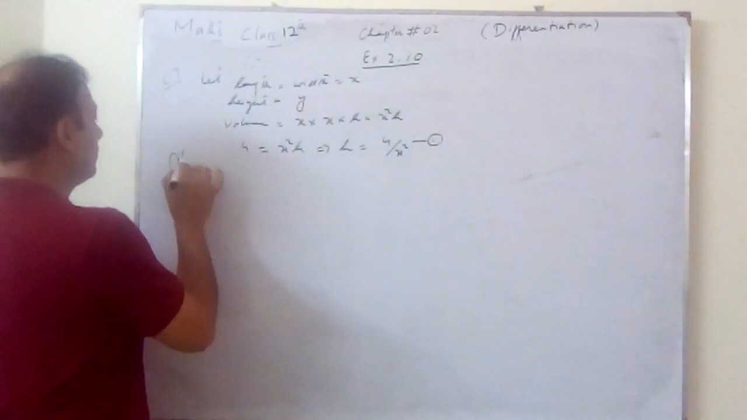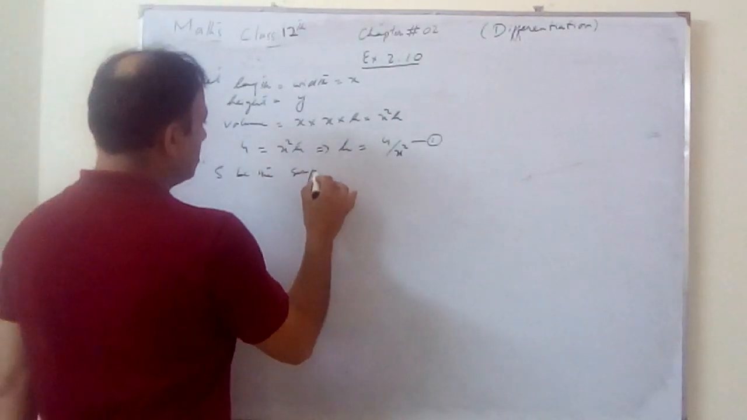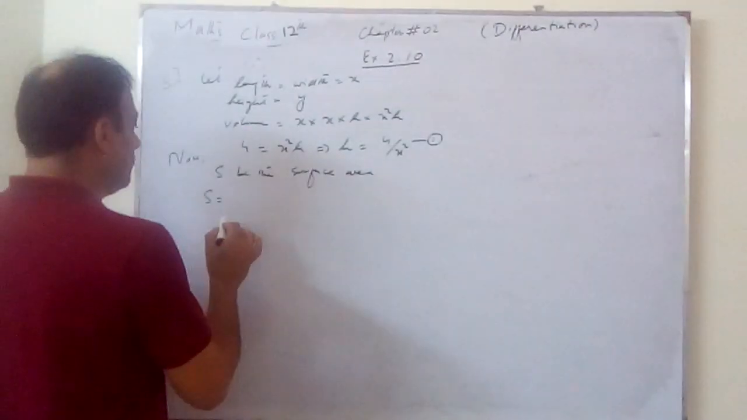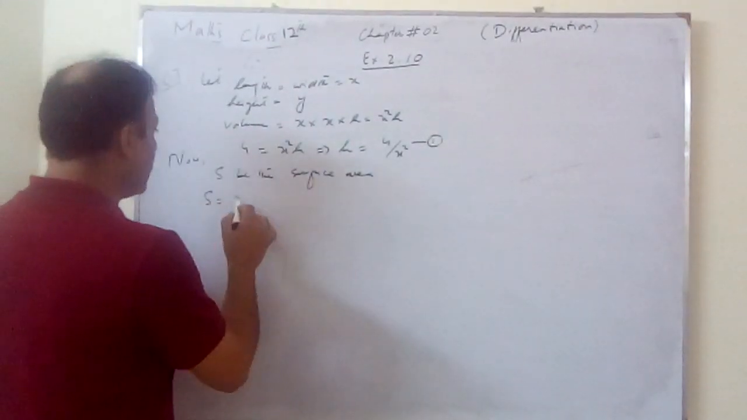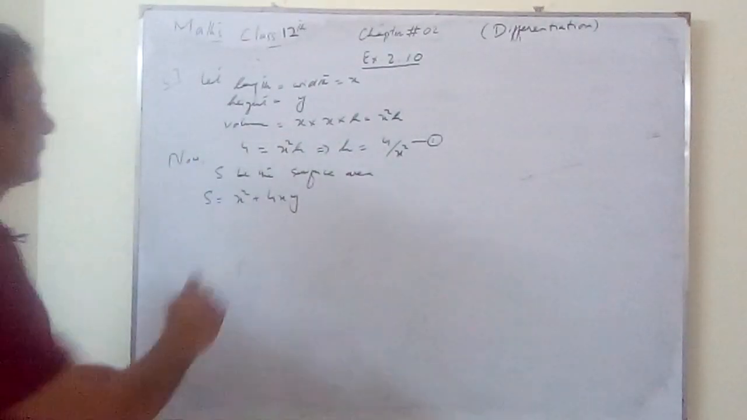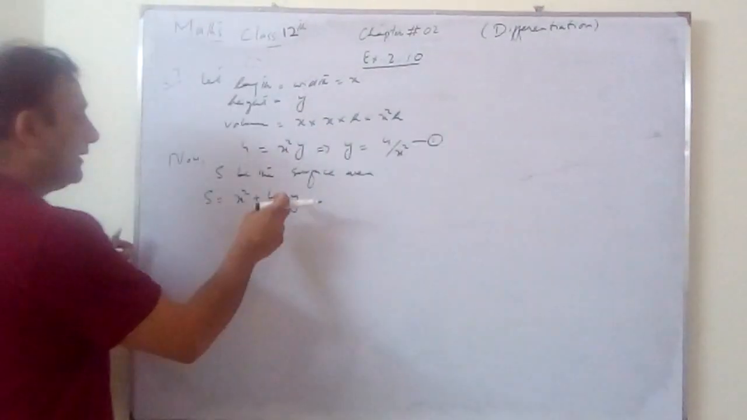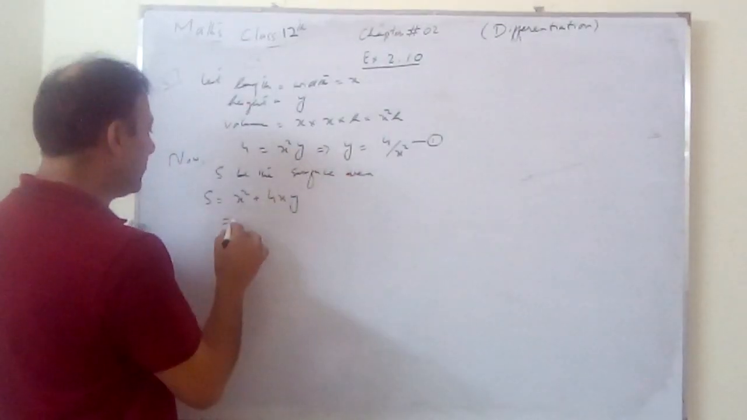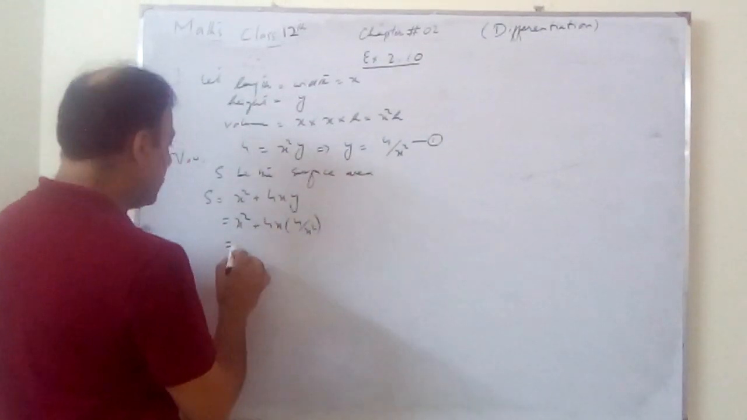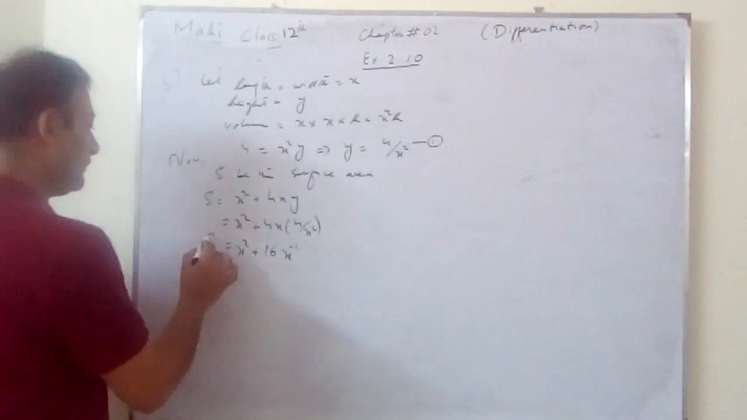Now let S be the surface area. So S is equal to x square plus 4xy. Sorry, we are using y. So here instead of y we put the value, x square plus 4x into 4 by x square, or x square plus 16 x power minus 1. This is the value of S.